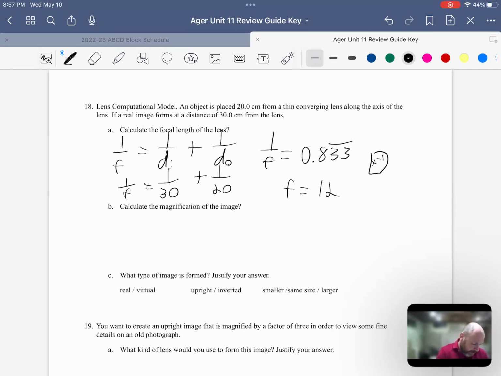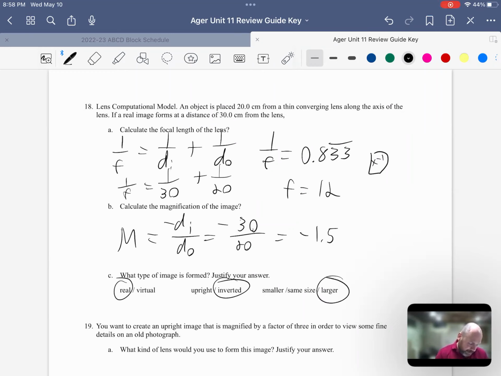Calculate the magnification. Well, magnification is going to be negative DI over DO. And so we'll have negative image distance, negative 30 over 20. And so we get negative 1.5 as my magnification. And so there's a couple things. There's negative, that tells me that it's inverted, but I also know the DI there. So it's inverted, so therefore it must be real. And then the size is larger because that is greater than 1.